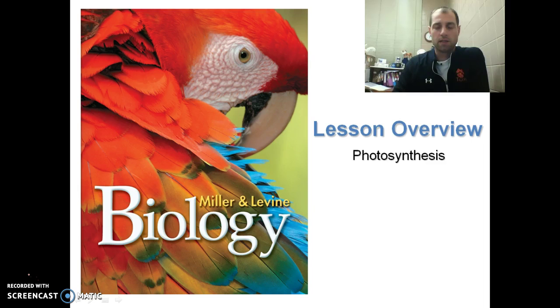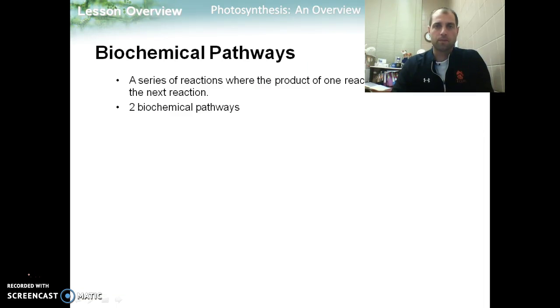Photosynthesis is part of capturing that energy so that living organisms can use it. This process of getting energy is called a biochemical pathway, a series of reactions where the product of one reaction is the reactant of the next reaction, and that energy capturing process to make ATP requires two biochemical pathways.